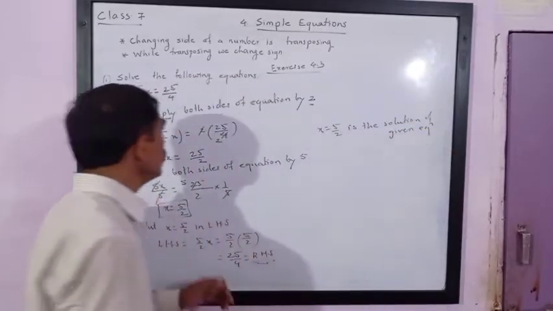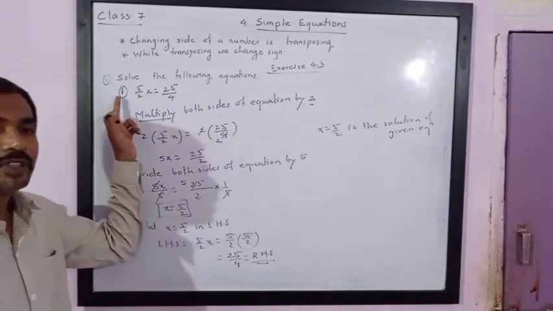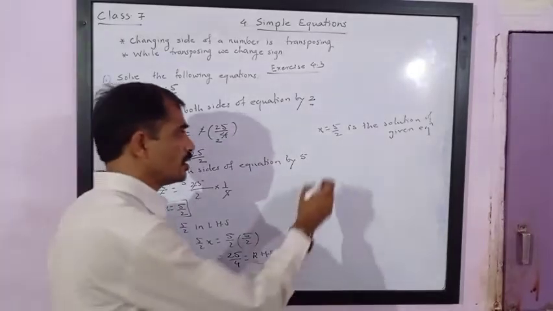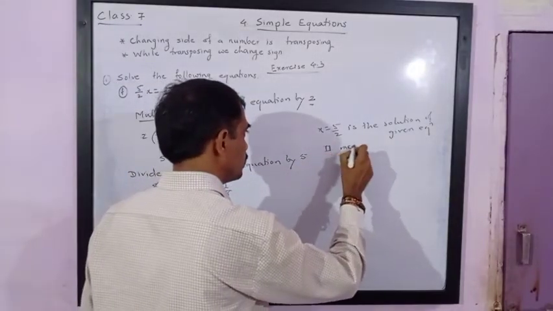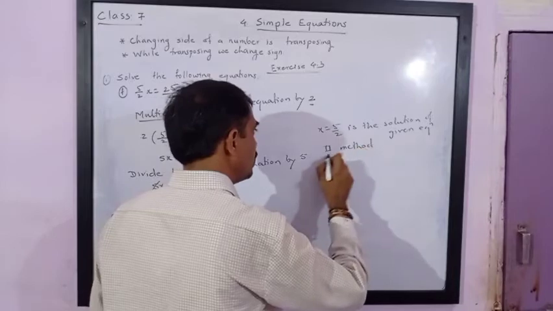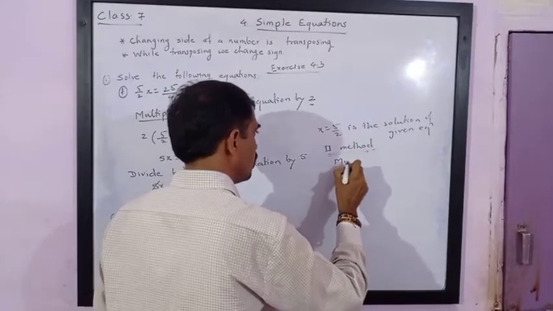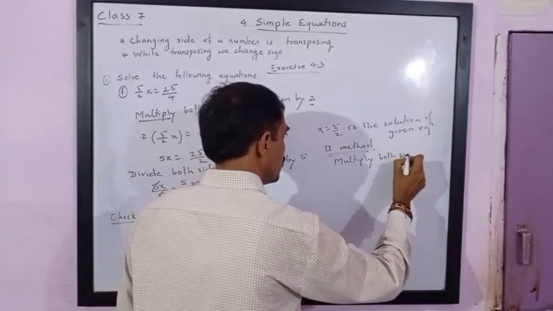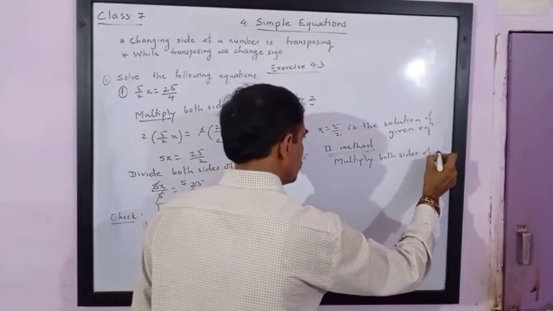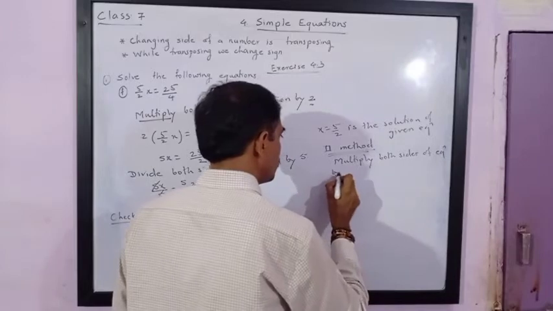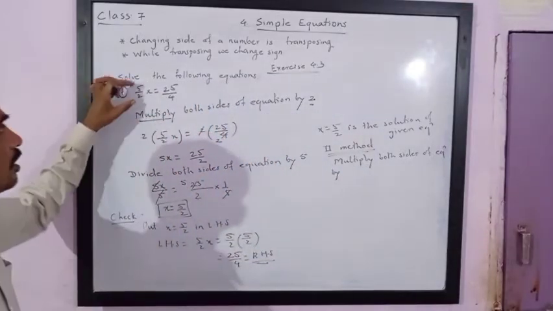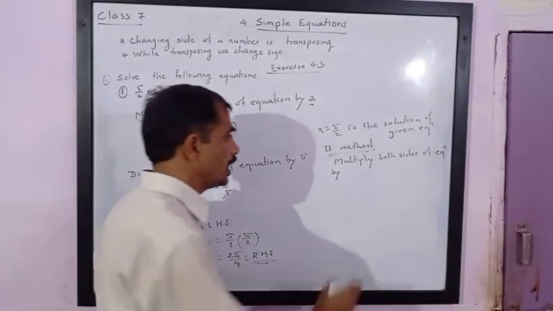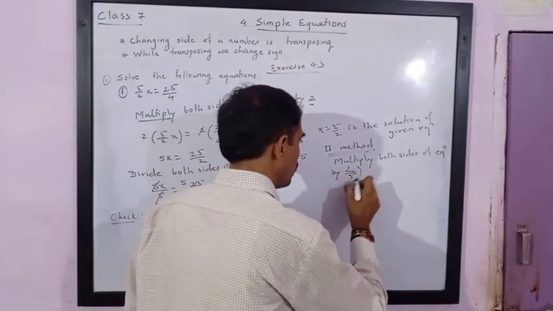I have already told you, if you multiply by the reciprocal of the fraction, we can still get the solution. Let us solve by the second method, that is multiplying both sides of the equation by the reciprocal of the given coefficient. So 5 upon 2's reciprocal is 2 upon 5. We will multiply by 2 upon 5.